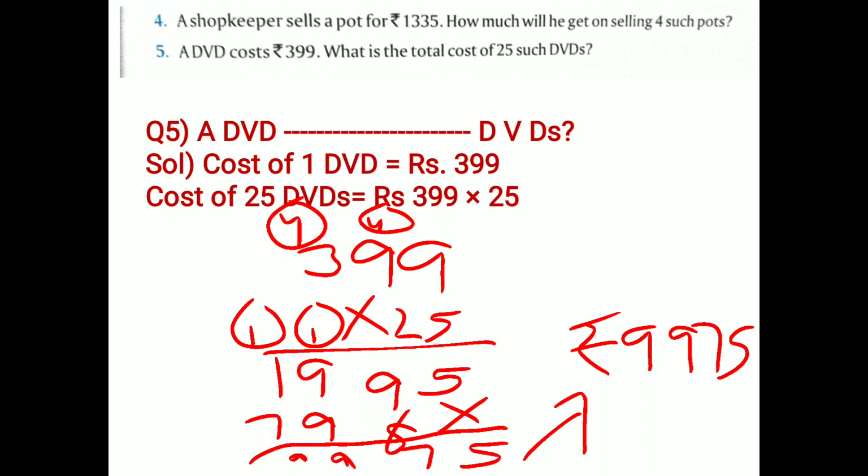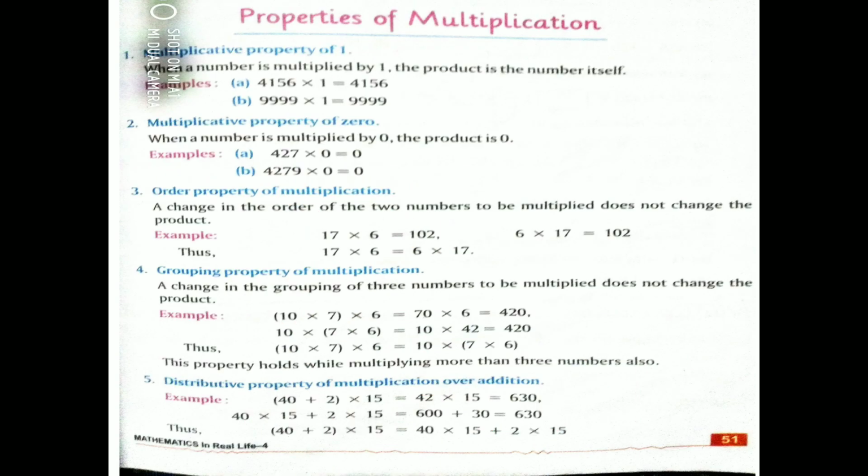Now we will understand properties of multiplication. Properties of multiplication are already given in your book on page number 51, and you have to underline all the properties. Multiplication property of 1. What does it say? When a number is multiplied by 1, if you multiply any number by 1, what do you get? The number itself. In 4156, if you multiply by 1, the answer will be 4156 only.